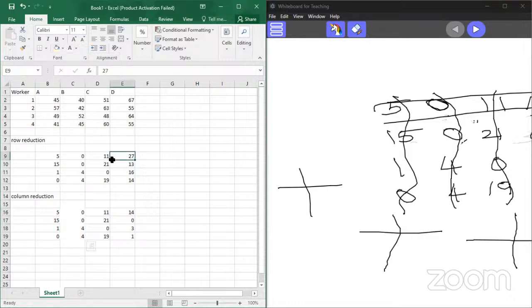Okay, yeah. So now we will allocate. Okay, I'm writing the workers here. Worker 1, 2, 3, 4, and jobs A, B, C, and D. Okay, again we have to see for single zeros. So for worker 1, where do we have a single zero? In column 2. Column 2. So we will allot job B. Okay, job B to worker A.